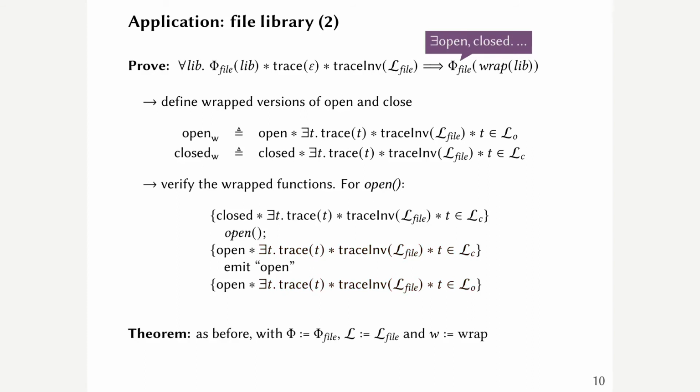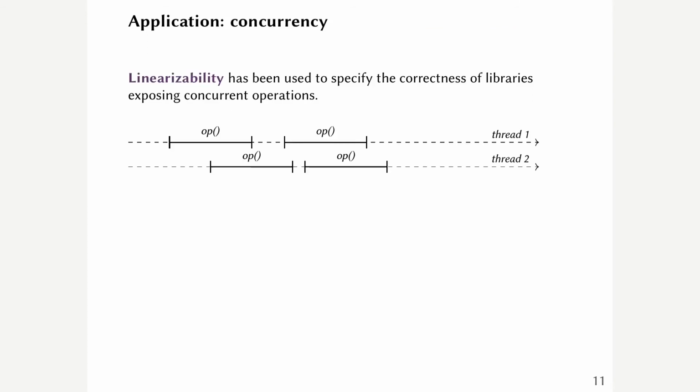Finally, as per the recipe, we get, as promised, the same free theorem as was written before, instantiated with our specification, trace language, and wrapper code. While the file example is sequential in nature, interestingly, we can apply the same approach for reasoning about much trickier properties that arise in a concurrent setting.